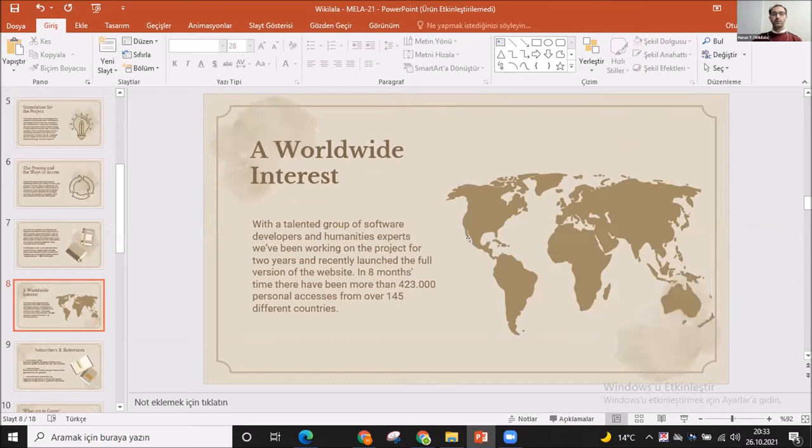Thankfully, we have worldwide interest, with a talented group of software developers and humanities experts. We have been working on the project for 2 years and recently launched the full version of the website. In 8 months' time, there have been more than 423,000 personal accesses from over 145 different countries.